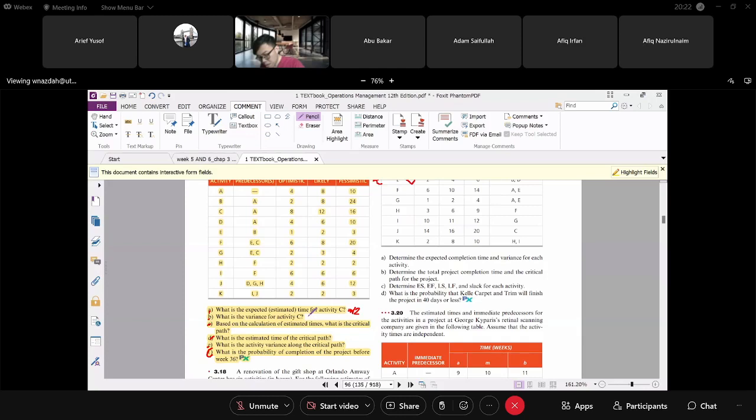Where are the others? Abu Bakar, Adam Saifullah, Amirul Hakim. Switch on your camera. Afiq Irfan. Only Steward is here. Right, thank you.